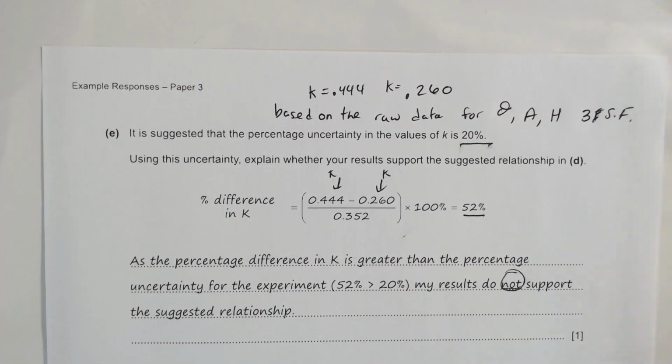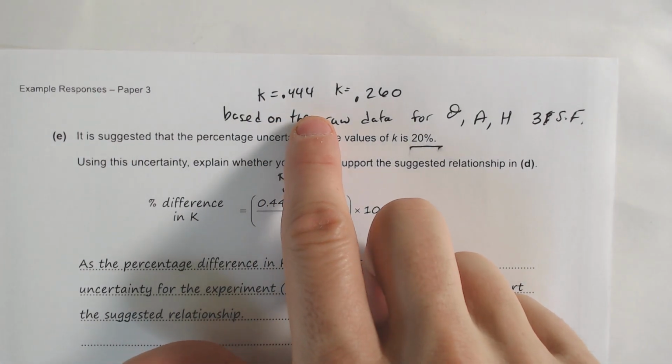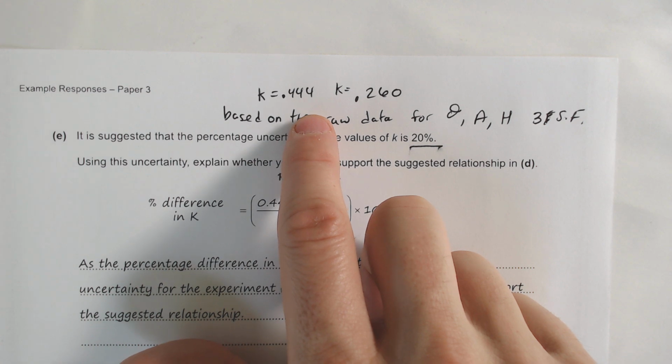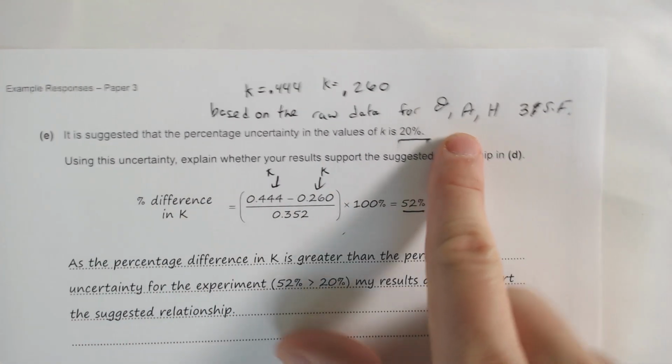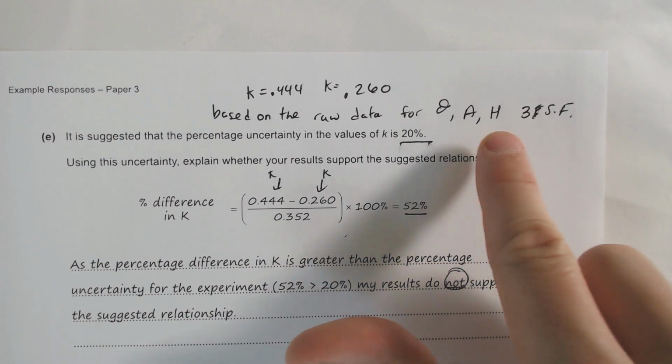So when you're justifying your sig figs, you're going to have potentially 3, because odds are you're going to be measuring something with a ruler, and the reason that you chose 3 sig figs most of the time is because that is from the raw data for theta, A, and H.